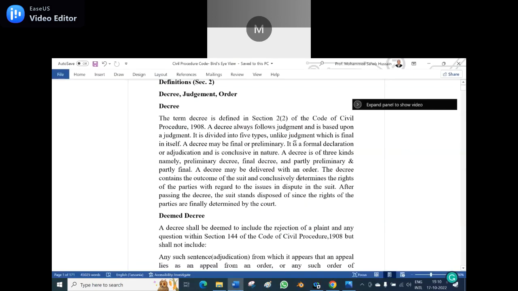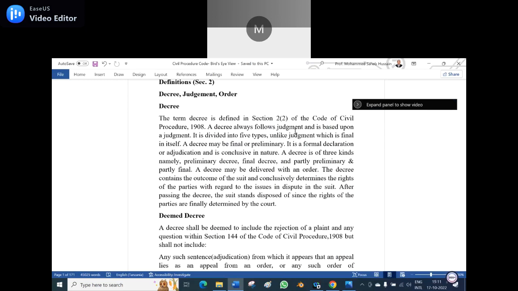So, decree follows judgment; it is based upon a judgment. It follows the judgment, which comes first. Decree comes first and later judgment? Yes, sir. So, judgment first, decree later. Is it clear? Yes, sir. The decree is always based on a judgment.